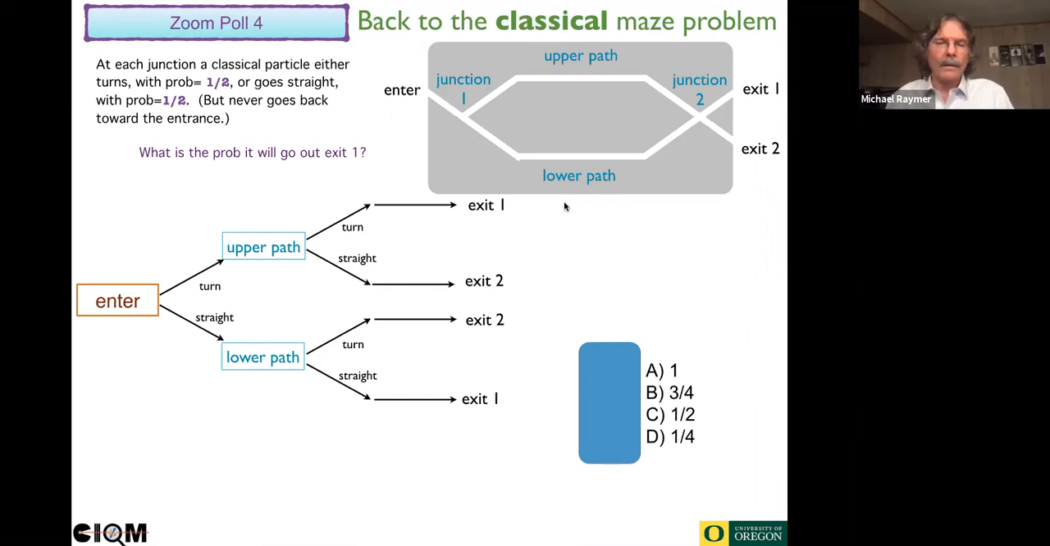What is the probability, using a tree diagram, that it will go out exit 1? Poll 4. This is a classical problem, remember, not a quantum problem.